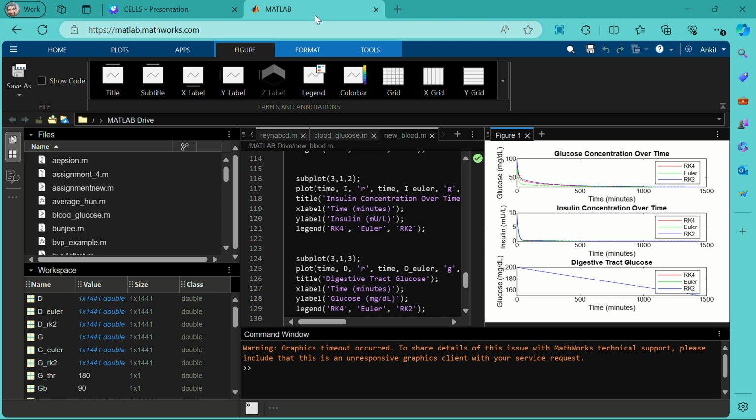And at last, in summary, our comprehensive glucose insulin model provides a versatile tool for understanding and optimizing blood sugar regulation, paving the way for improved management of diabetes and related metabolic conditions.